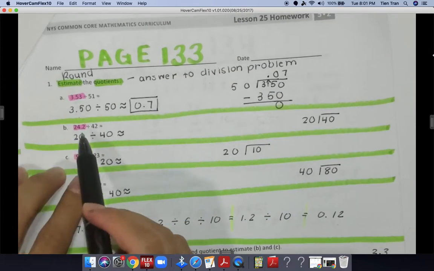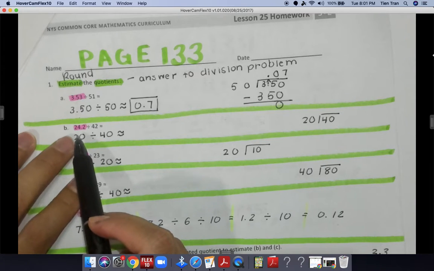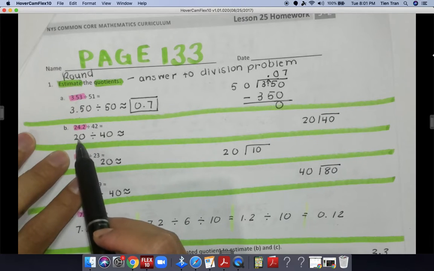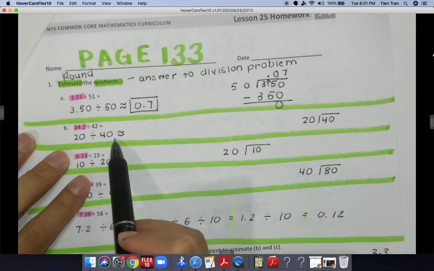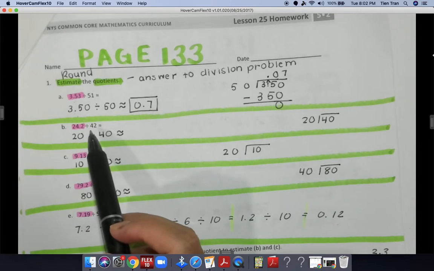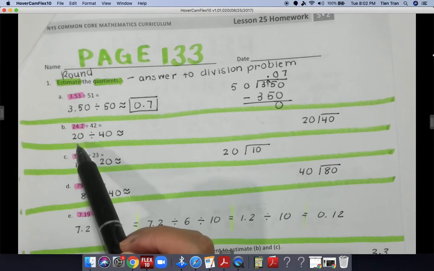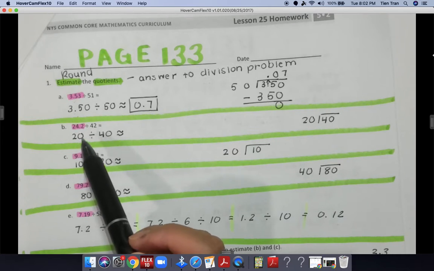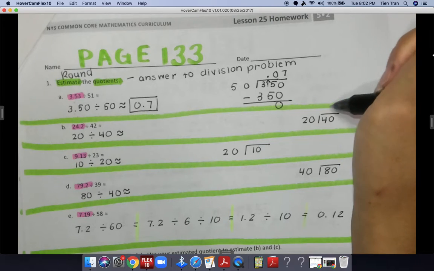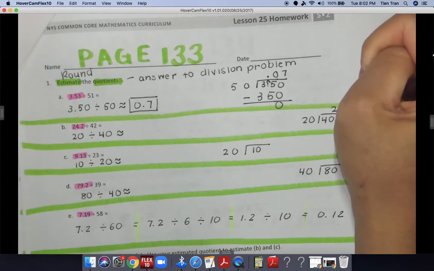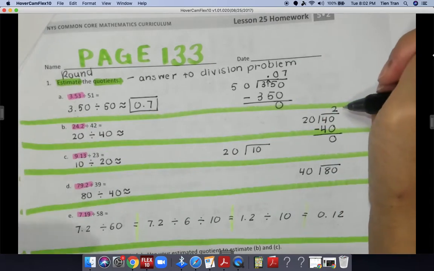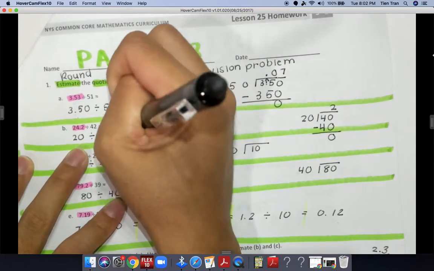Now, the next problem I have here is letter B. It says 24 and 2 tenths divided by 42. So I rounded it to 20 divided by 40. Now you might have rounded it to 25 divided by 40, which is also a possibility, but I thought 20 is an easier number to round and to solve. So I'm going to now figure out how many times 20 can go into 40. 20 times 2 is equal to 40. 40 minus 40 is equal to 0. So my answer is equal to 2.